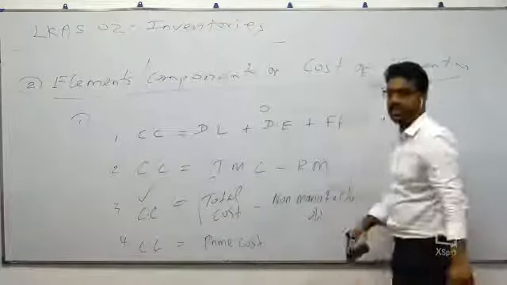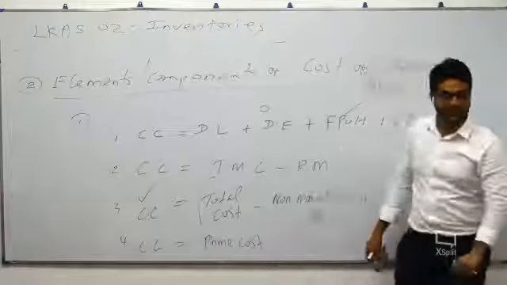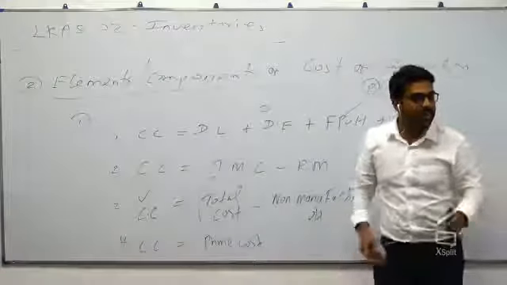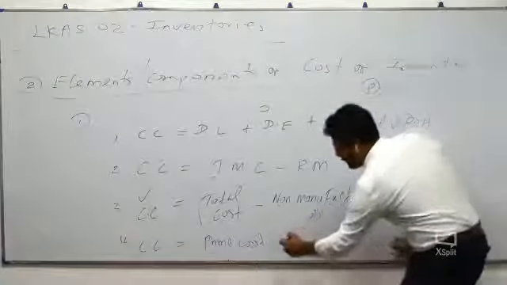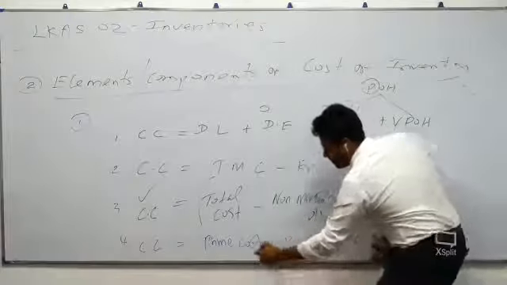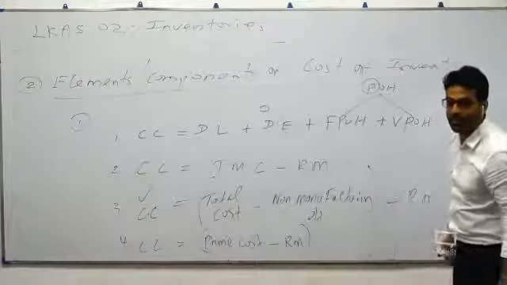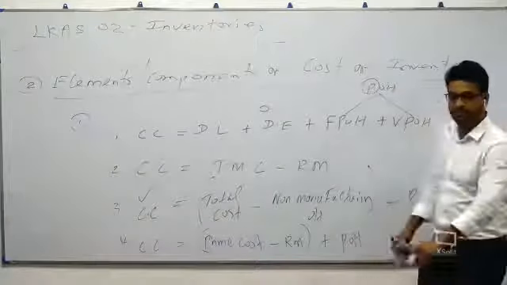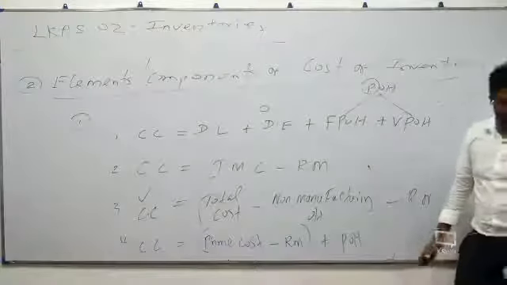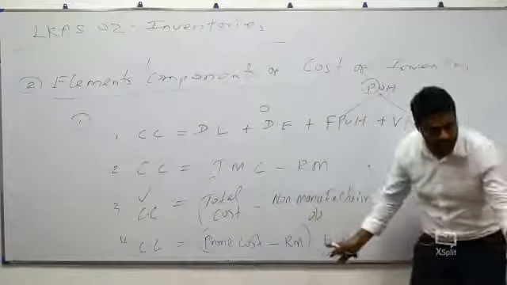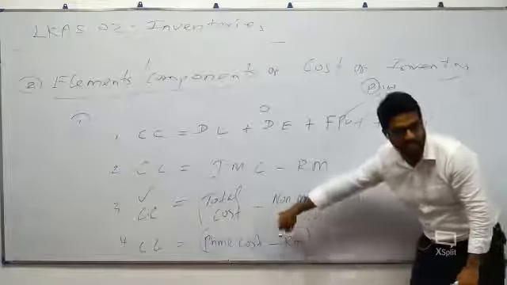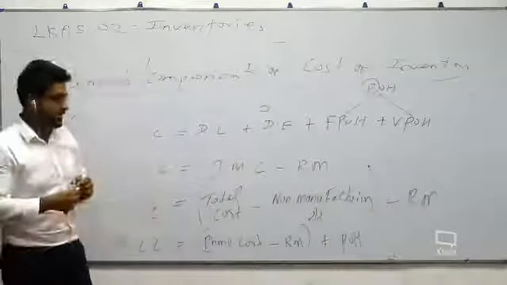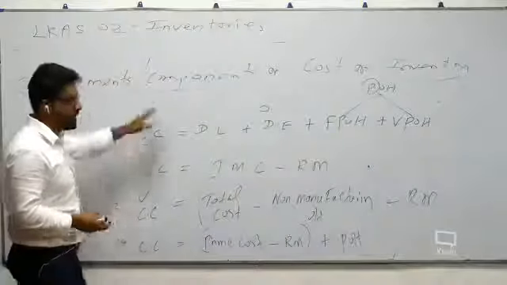But the problem is, inside the prime cost, what is there? Raw material cost is there. So we have to remove that. Prime cost minus raw material cost plus production overhead. Is it right? Conversion cost? Perfect. Conversion cost means all the manufacturing cost other than the raw material. So raw material is cancelled.